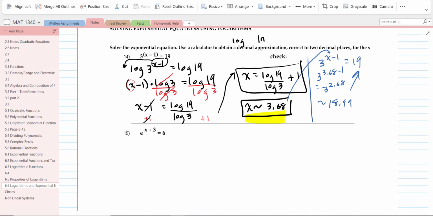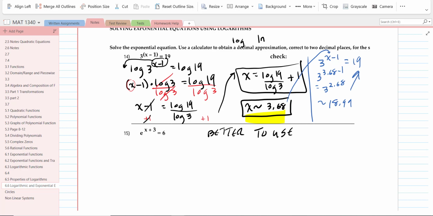The next question is the same idea. Your variable is in the exponent. That's why we call that an exponential equation. So you can either take the log of both sides, or you can take ln. You are better to use ln on this problem, and the reason is that a natural logarithm, ln, is base e.